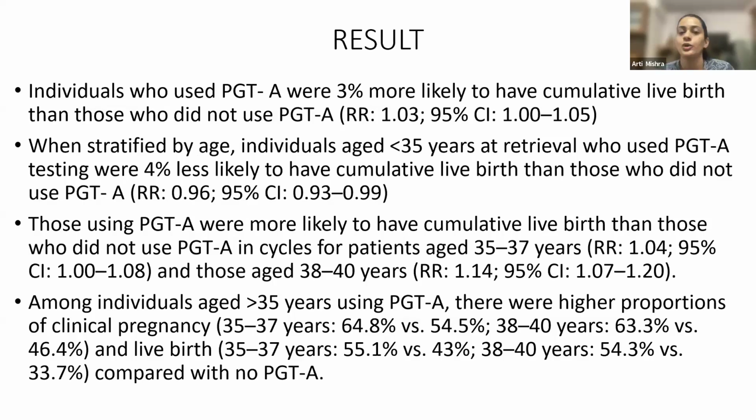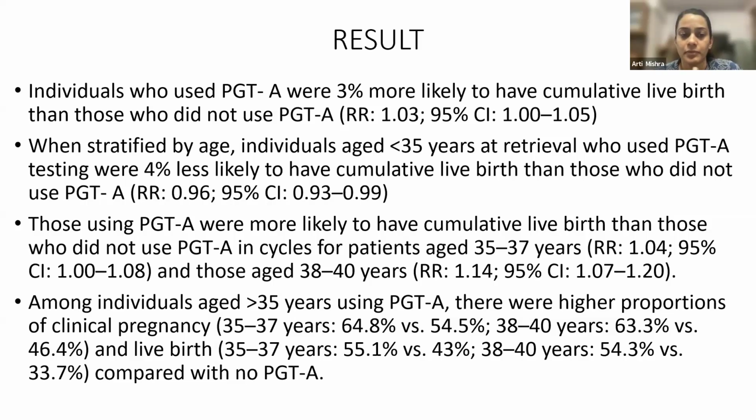Individuals who used PGTA were 3% more likely to have a cumulative live birth rate than individuals who did not use it, but this began only after 35 years. When stratified by age, individuals less than 35 years at retrieval who used PGT testing were 4% less likely to have a cumulative live birth rate than individuals who did not.